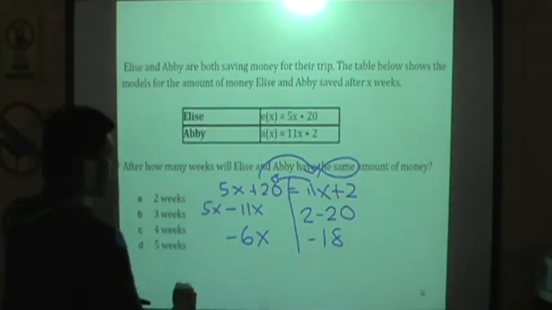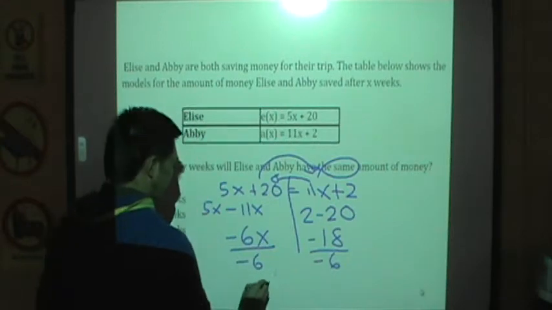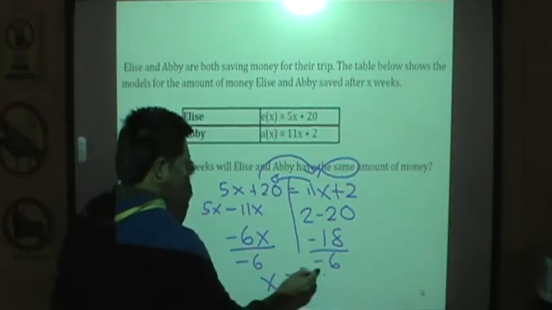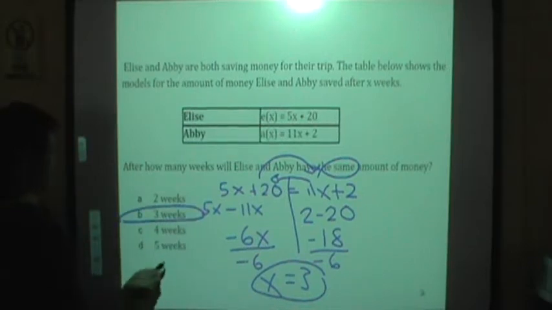Now if you're solving for just x, you have to divide both sides by negative 6, and x is going to give you positive 3. Negative divided by negative is positive. 18 divided by 6 is 3. So the answer is in 3 weeks.